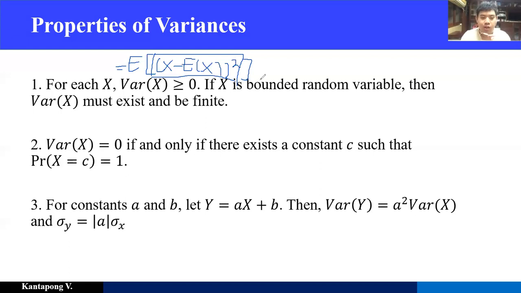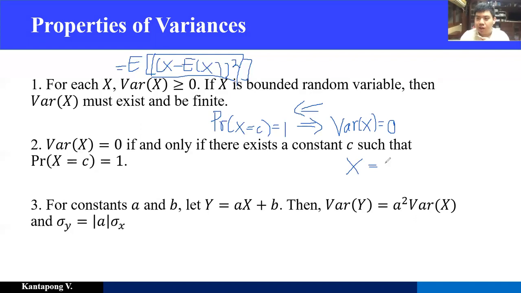So how do we explain it? If the probability that X equals c is 1, then the variance of X is equal to 0, which is easy because with one value the variance is 0. But if the variance is 0, what does it mean? That means X is equal to mu, and that mu is the c. That explains the other direction.